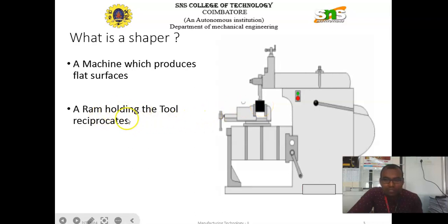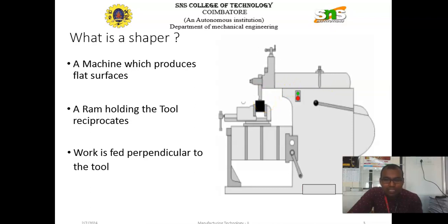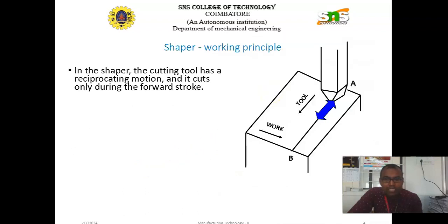A ram holds the tool, which is present in front of the ram, and it reciprocates. With the help of the reciprocating motion, the material can be removed. Here, the work is fed perpendicular to the tool, as shown in the figure. In the shaper, the cutting tool has a reciprocating motion and it cuts only during the forward stroke.